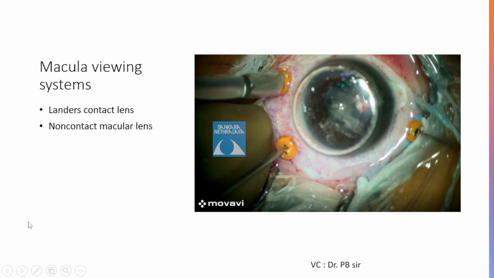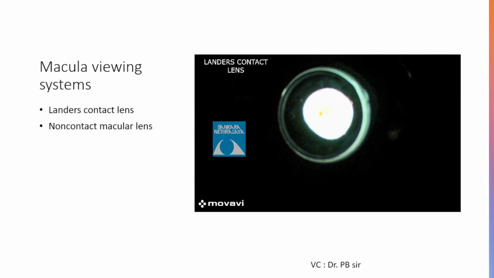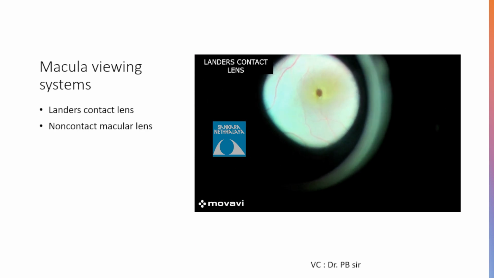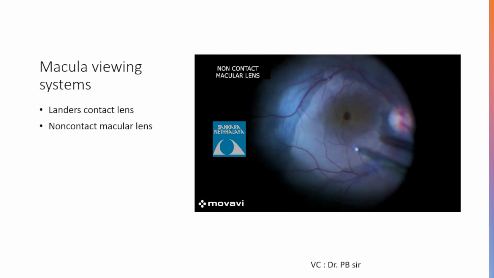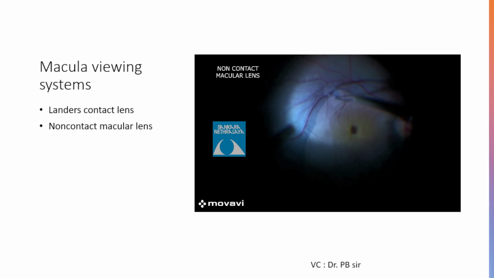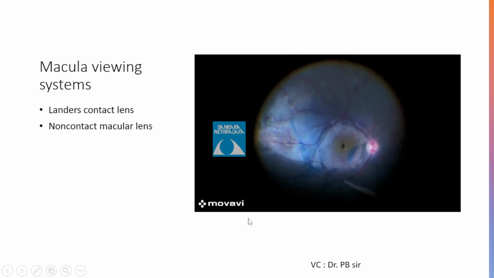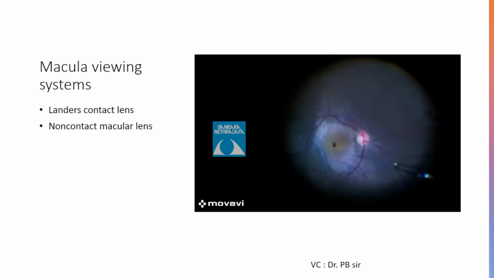So there are other viewing systems like Lander's contact lens and non-contact macular lens for fine macular surgeries. This video shows first Lander's contact lens, everything done in the same patient. When you use Lander's contact lens, you can see that the field of view is very small, only about 30 degrees. You can only see the macula. You cannot go beyond the arcades when you are using Lander's lens. Whereas when you use a non-contact macular lens, the field of view is about 60 degrees, and you can comfortably peel the membranes which are outside the arcades also. And this is a wide angle viewing system which we normally use, just to show the difference of each.